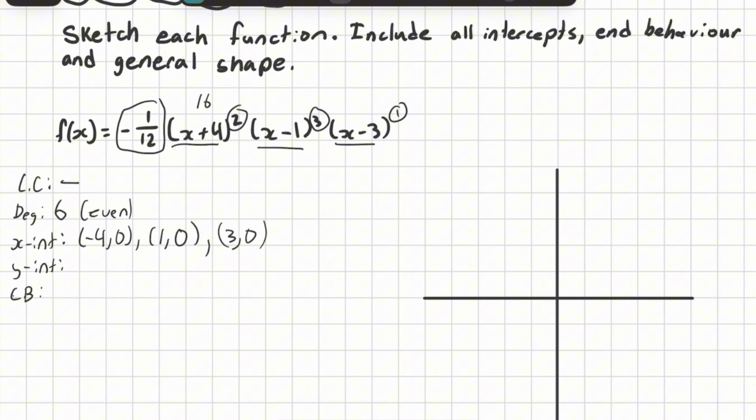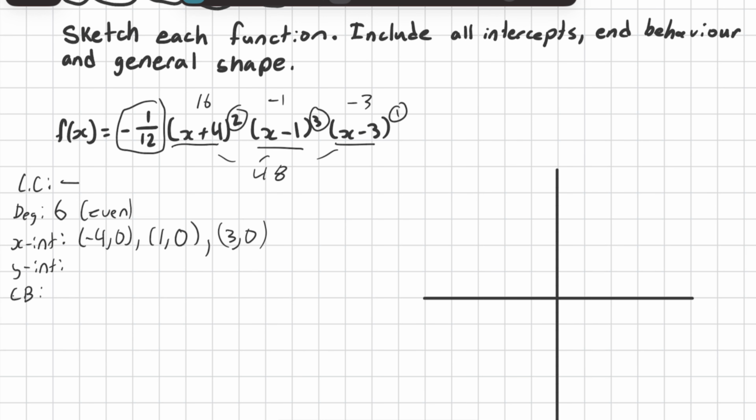0 minus 1 is negative 1. Negative 1 to the 3 is negative 1. 0 take away 3 is negative 3. Negative 3 to the 1 is just negative 3. So we can go ahead and do this first. Negative 3 times negative 1 is just 3. 3 times 16 is 48. So all of these together equal 48.